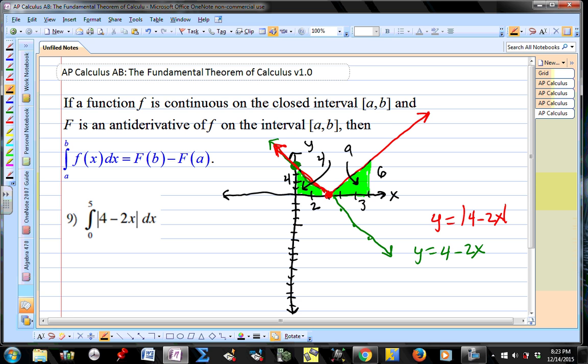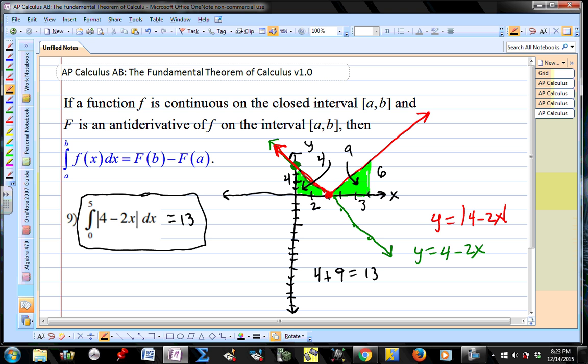Since we're integrating from 0 to 5, we have a positive change in x. The y values are all positive, so our integrals are positive. Our integral is going to be 4 plus 9, which is 13. So now we can come back and just say that the integral of the absolute value of 4 minus 2x with respect to x, from x is 0 to x is 5, is 13.